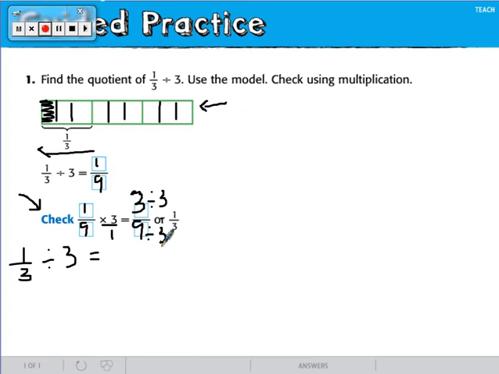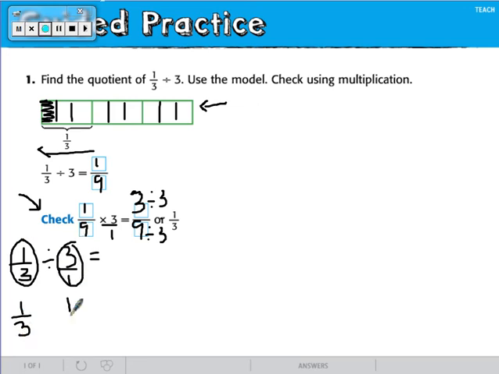1/3 divided by 3 equals. So what do I have to do with the 3 since we're working with fractions? Put it over 1. You're awesome. Good job, Lucas. Now that I put the 3 over 1, let's talk about what I do with it. My first fraction. What do I do with my first fraction? Keep it the same. What do I do with my second fraction?